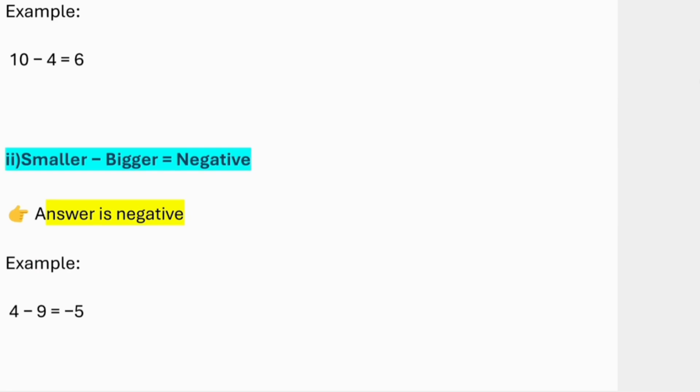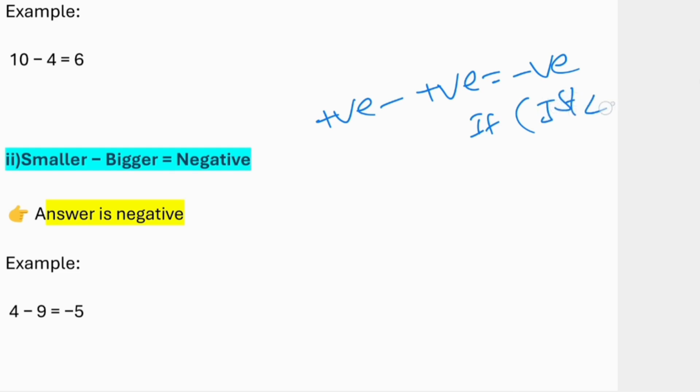And the second case: positive minus positive is equal to negative if the first number is less than the second number. Again I repeat, positive minus positive is equal to negative if the first number is less than the second number.